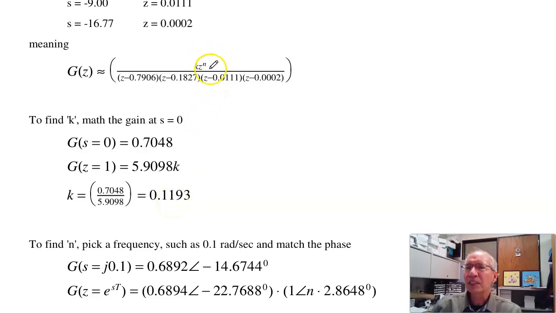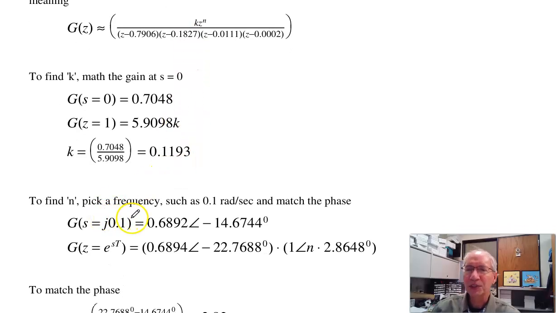And optionally, to get the number of zeros at the origin, that's just kind of a phase shift. Add as many zeros as you need to match the phase shift. So to do that, pick your favorite frequency. I chose 0.1 radian per second. Here's the gain and phase shift of g of s. G of z should have the same gain, same phase shift. The gain's the same, that's what k did, but the phase shift is wrong. Every time I multiply by z, I'm going to be adding 2.86 degrees.